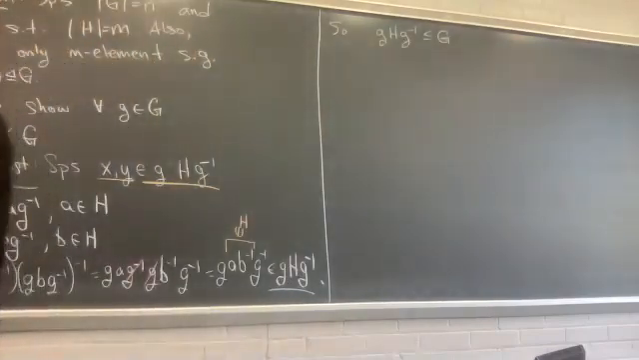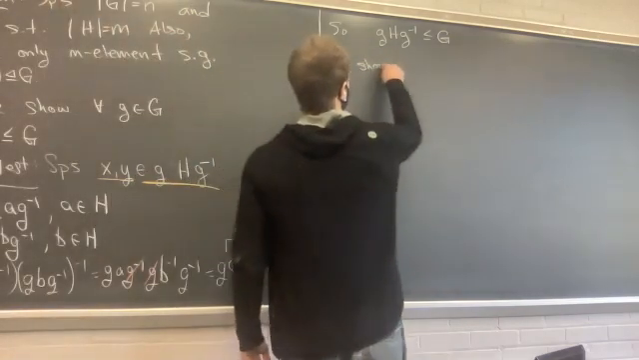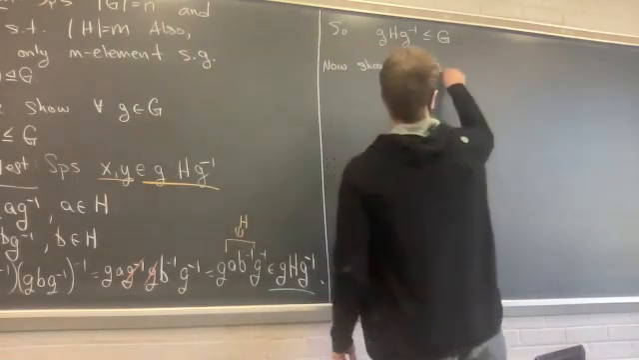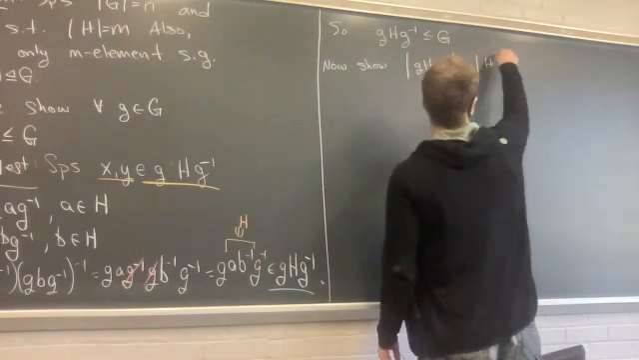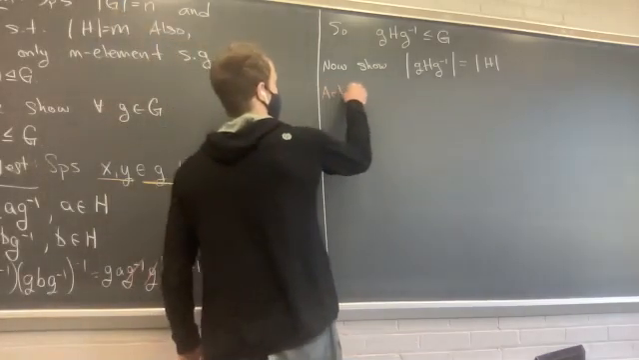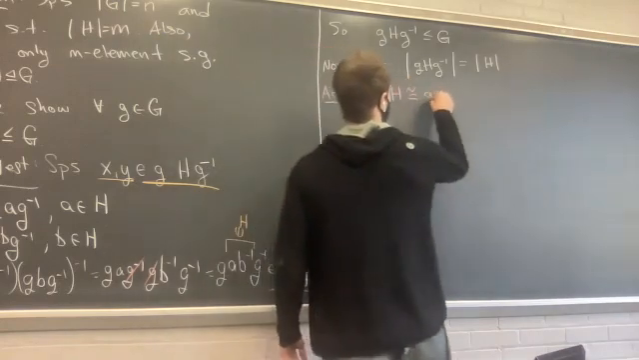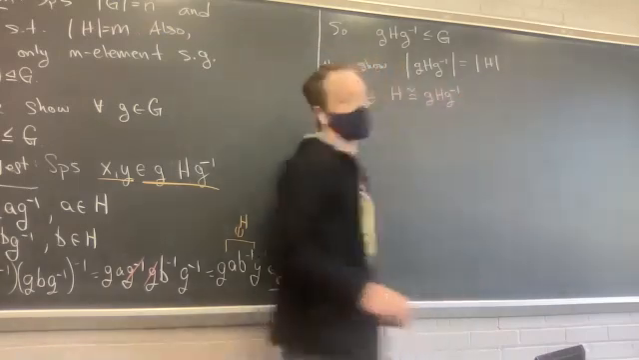Okay, now we're going to show that it has the same number of elements as H. So now show the size of gHg inverse is equal to the size of H. And we can actually do that. They're actually isomorphic. And that's what we'll show instead. We'll show the stronger condition. So actually, H is isomorphic to gHg inverse.